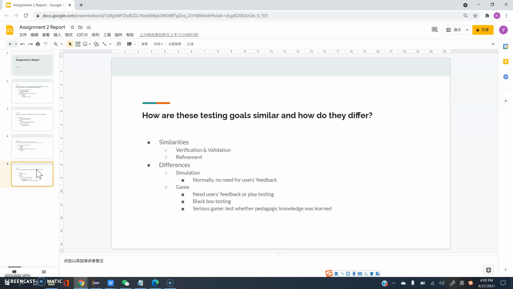So for the last question, first, they are both used for verification and validation. In either the simulation or the game design process, it is important for us to verify whether the output is what we expect. For example, in simulations, we expect the result to match our observations. In games, we expect the character to move as we want. And both of them can be used for refinement of the simulation or the game in an iterative way.